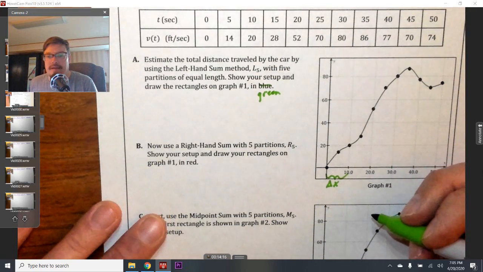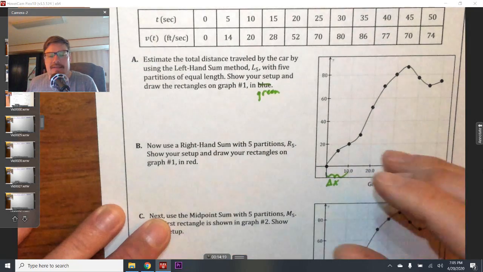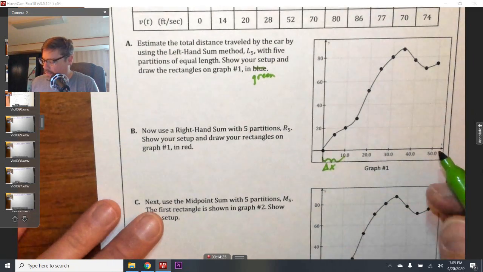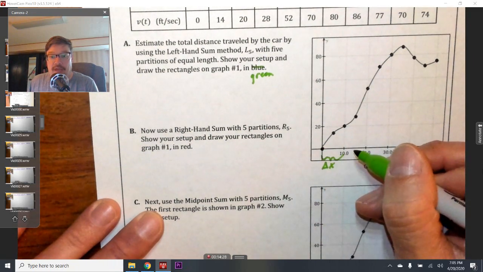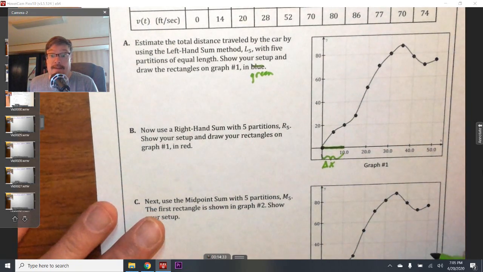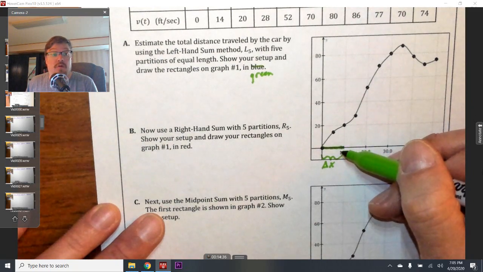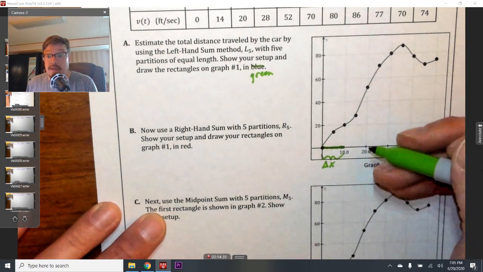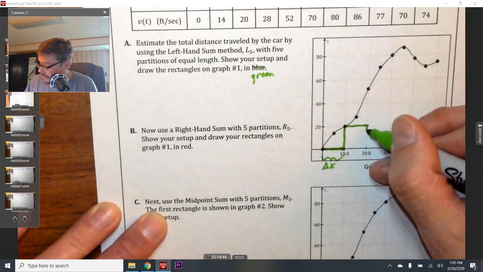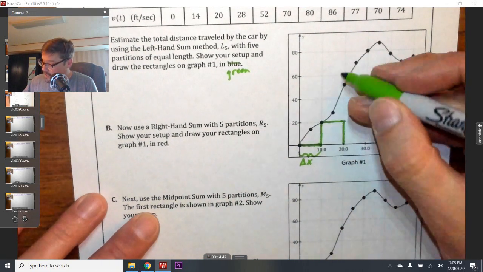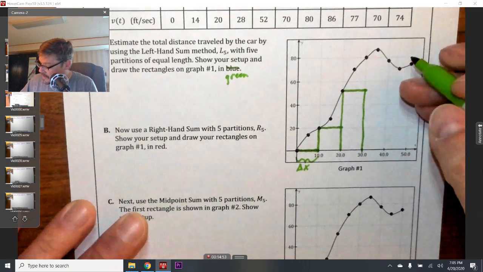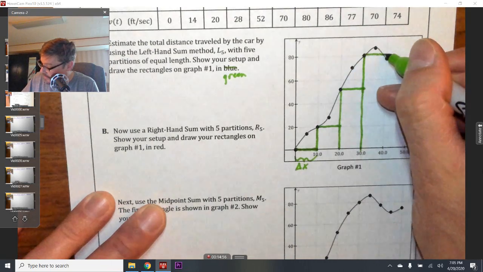Left-hand sum means that the left-hand portion has to touch the curve. The left-hand portion, in this first instance, is right here. That's where it touches the curve. So we have a height of 0. This guy we will not include, or we can, but he's just going to be 0. Now the next one will be here, and we're going to move over 10, delta x of 10. That's our next one. This guy will go there. We'll move him over to here. Then this guy will go from here to here.